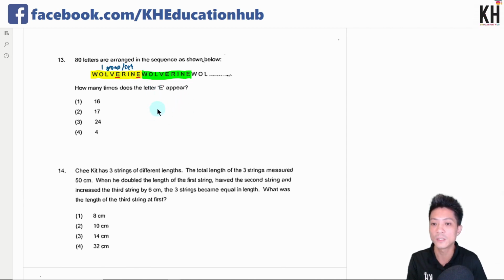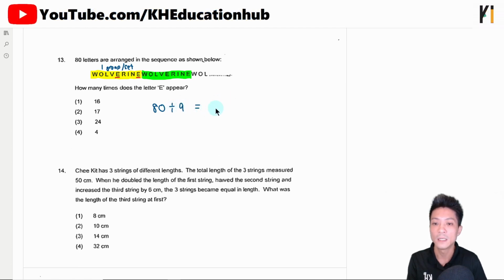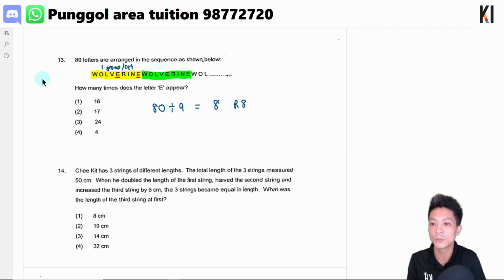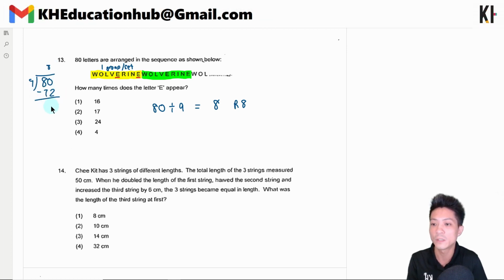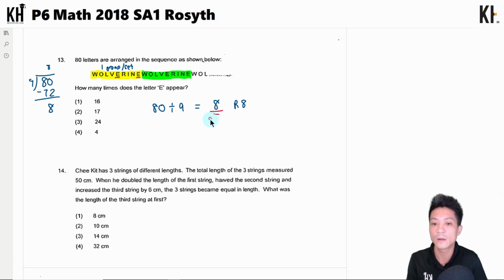So the first thing you need to do is use 80 divided by 9. That will give you 8 and a remainder of 8. You can do your long division over here. Actually, there's no need for long division because 9 times 8 gives 72, and then there will be a remainder of 8. So what does this 8 tell you? It tells you that there are 8 groups.